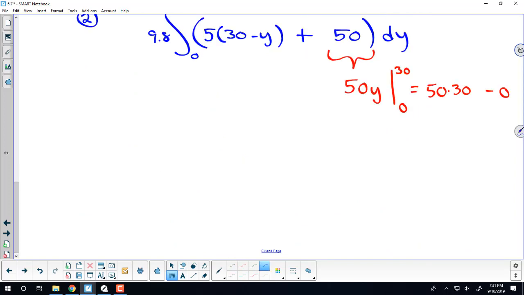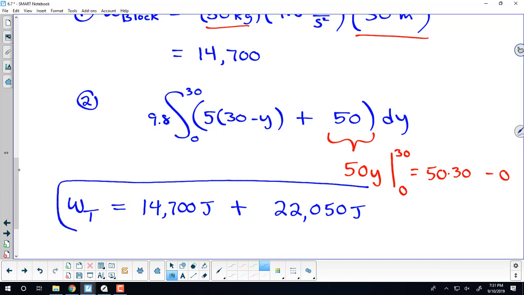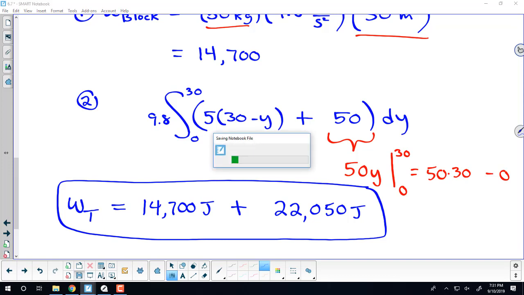So let's just round this out. What would we say? 14.7. The total work was the work of the block plus the work of the chain. Is that 22,050? Yeah. So there we go. I don't have space, but that's the idea. Do y'all have any questions on that?